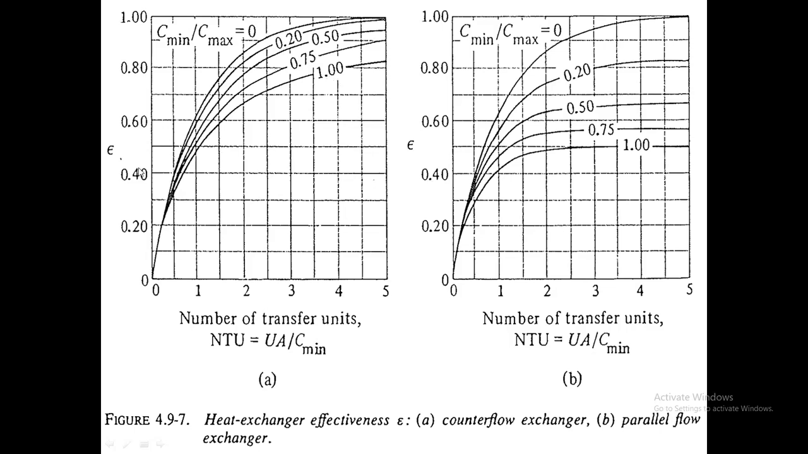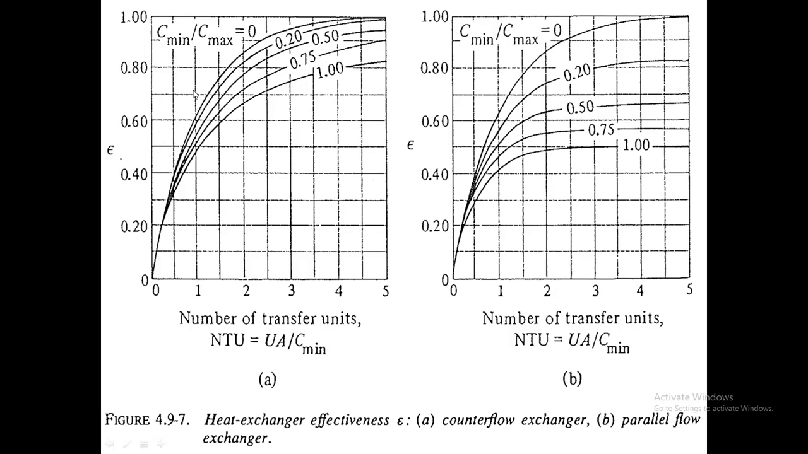The curves that you have here are the ratio of the C minimum to C maximum. The upper curve is for 0, and as you go down, it increases until it reaches 1.0. So if the value of the ratio of C minimum to C maximum is not exactly as written on the curves, you just approximate.